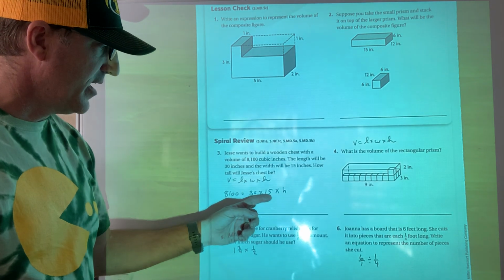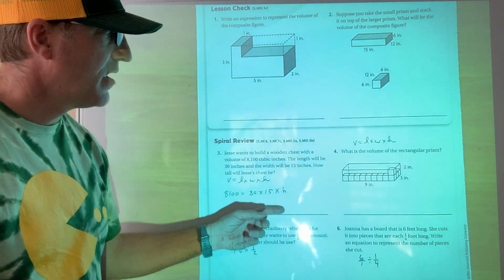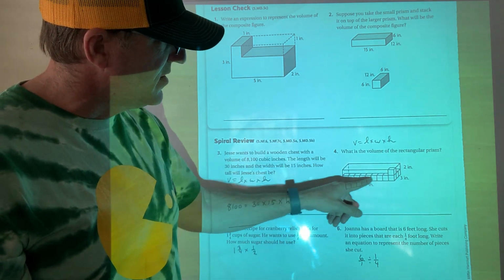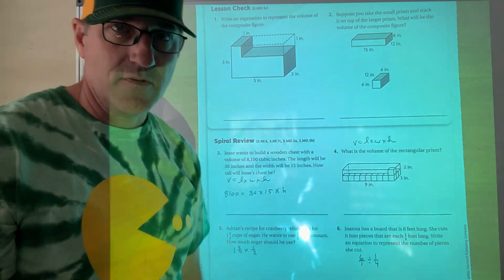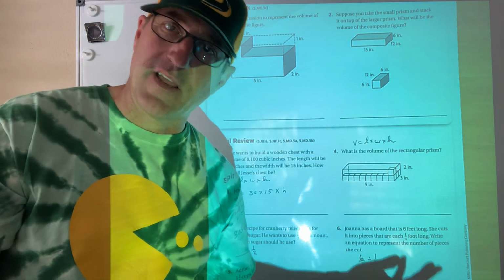So remember, every time they give me a volume, I'm going to divide to get the height, okay? What is the volume of the rectangular prism? They mean the whole thing. Don't count these cubes. They're just showing you that it's 9 by 3 by 2. 9 by 3 by 2. I would do 2 times 3, 6 times 9, right?